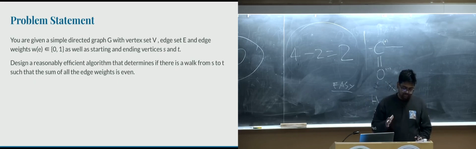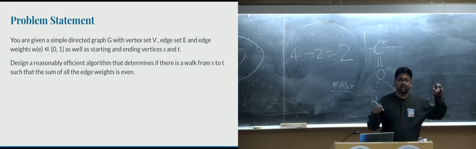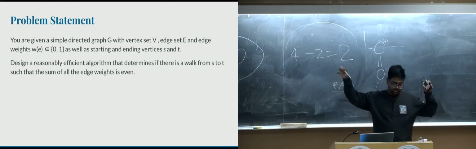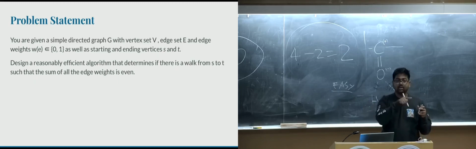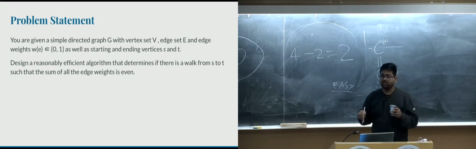You are given a simple directed graph G with vertex set V and edge set E. Along with that, you are also given edge weights, and each edge weight is either 0 or 1. You're also given a starting vertex S and an ending, or terminal, vertex T. The question is, you need to design a reasonably efficient algorithm that determines if there is a walk from S to T such that the sum of all the edge weights is even.